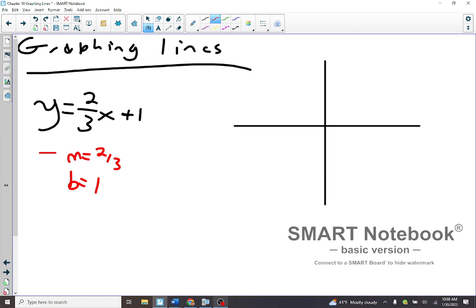And if you don't remember that, you could go back a page on your test and see, oh yeah, it's y equals mx plus b. And b is your starting point. So b is 1.